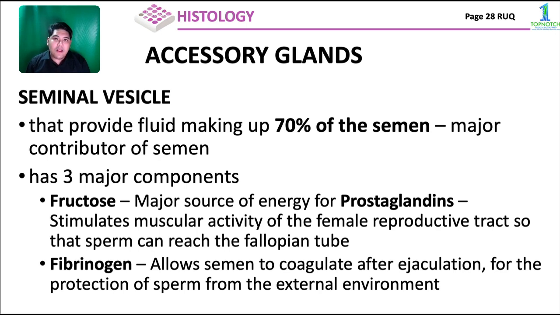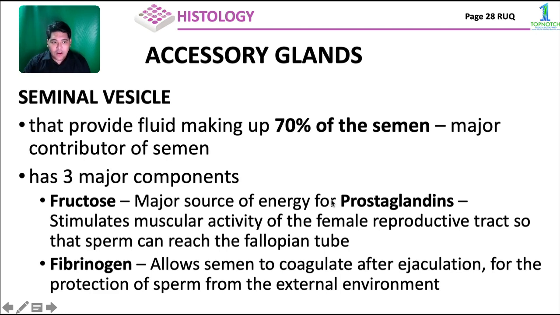Now, your accessory glands, we have here your seminal vesicles. They provide the fluid making up 70% of the semen. This is the major contributor of semen. It has three major components, baka matanong. Fructose, a major source of energy. And then you have your prostaglandins, and fibrinogen. Fructose, prostaglandins, and fibrinogen.